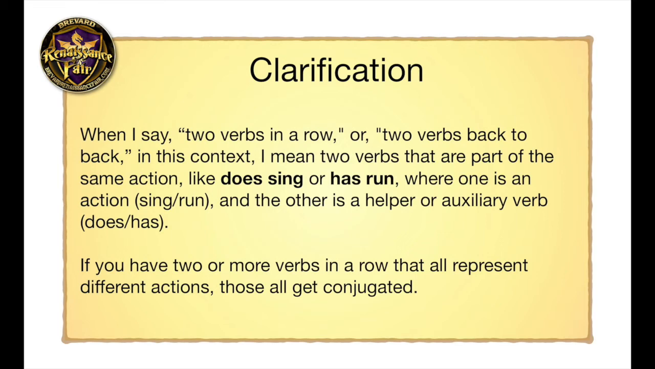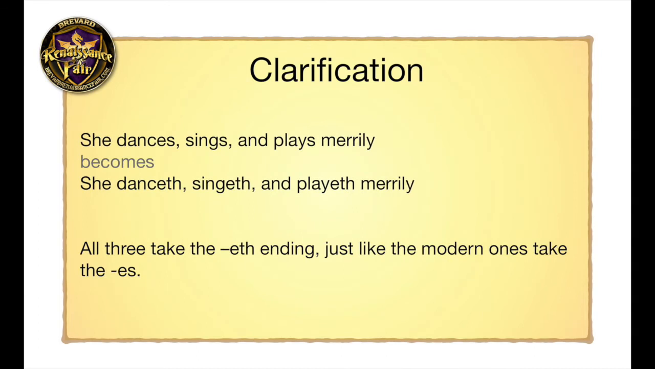So just for clarification, when I say two verbs in a row or two verbs back to back, in this context what I mean is two verbs that are part of the same action, like does sing or has run, where one is an action like sing or run and the other is a helper or auxiliary verb like does or has. If you have two or more verbs in a row that all represent different actions, those will all get conjugated. For example, she dances, sings, and plays merrily becomes she danceth, singeth, and playeth merrily. All three take the eth ending, just like the modern ones take the s or es.